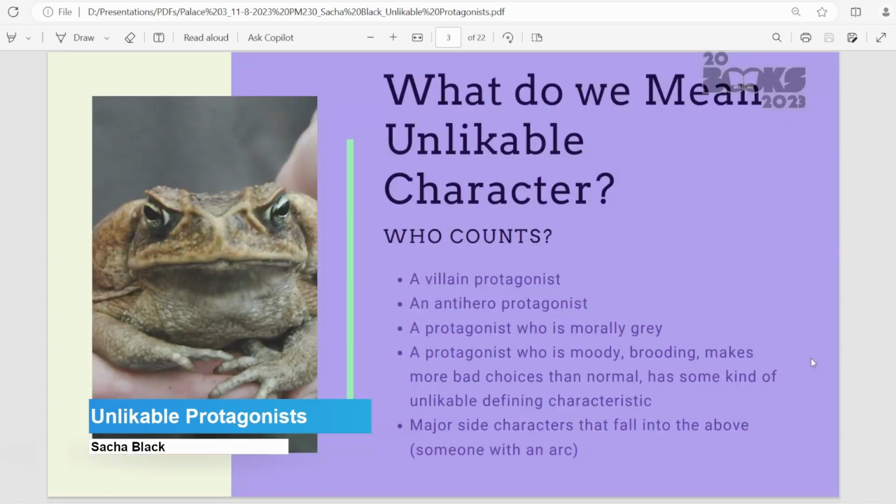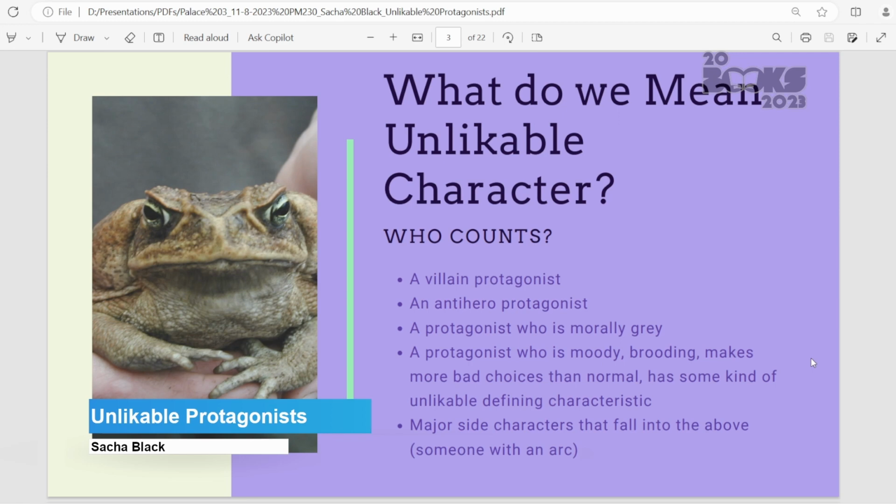When I talk about unlikable characters, there's obviously a vast swathe of what that could mean. For this particular session, I'm talking about unlikable characters that are also protagonists. So I'm not really talking about a villain in the role of a villain. I might, however, be talking about a villain who's a protagonist. Who's seen the Joker movie with, I'm going to butcher the name, Joaquin Phoenix? Who's seen Cruella? Perfect. Two examples of villains as protagonists. It's a really popular trend at the moment.